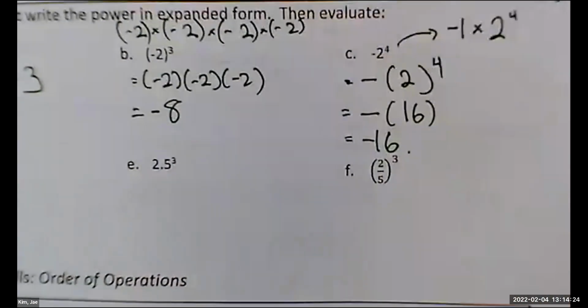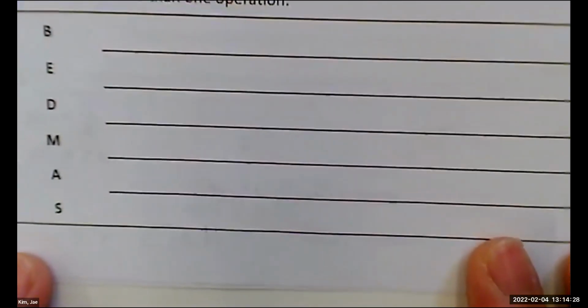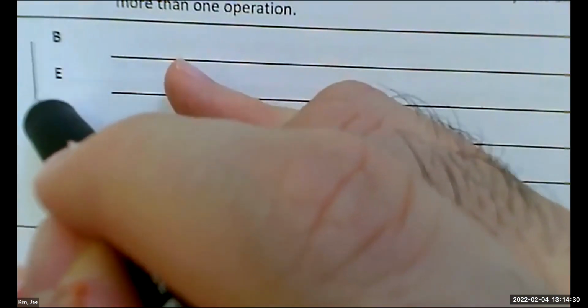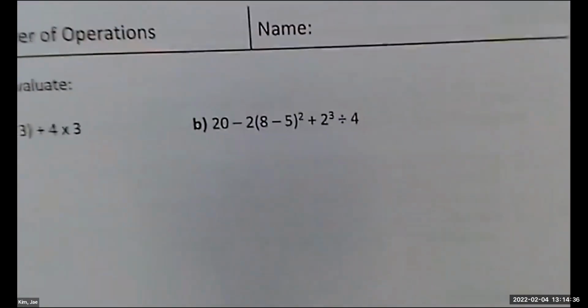So let's hammer out. I've got 5 minutes with you. Let's hammer out what each of these letters mean, and we have to follow this in that order. And then we will try the very last one together, and you have homework. Here we go.